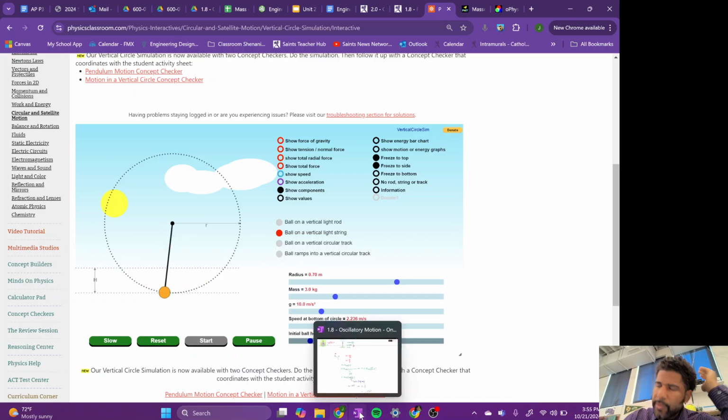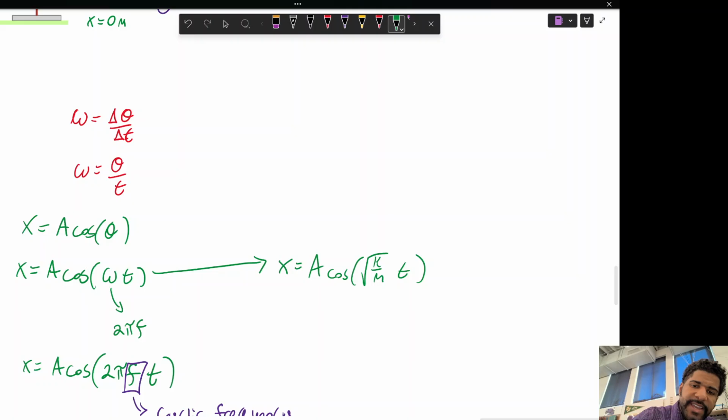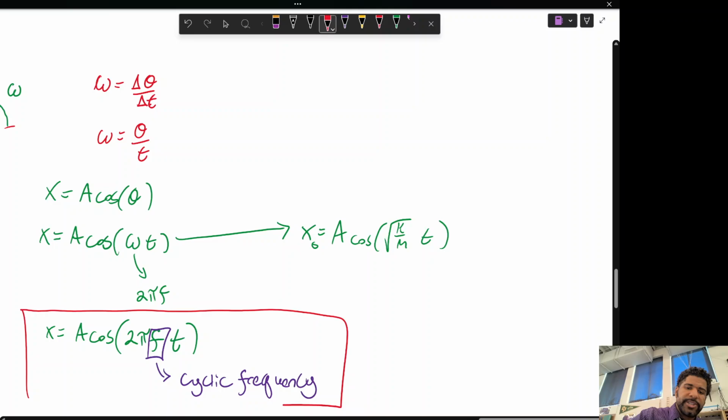Okay, so we're not really worried about the equation. This equation is mostly relevant for a mass on a spring. So we could say that this is the position of a mass on a spring, and this is the spelled out version. This is the one that is actually on your formula sheet.